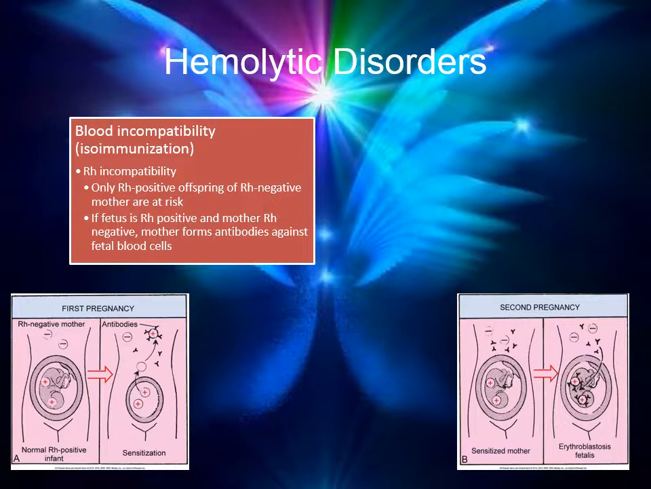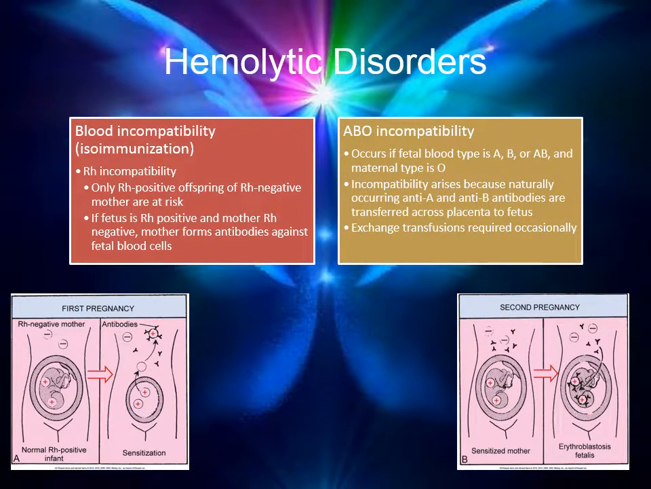Okay, so Rh incompatibility. Only Rh positive offspring of Rh negative mothers are at risk. If the fetus is Rh positive and the mother is Rh negative, the mother forms antibodies against the fetal blood cells.